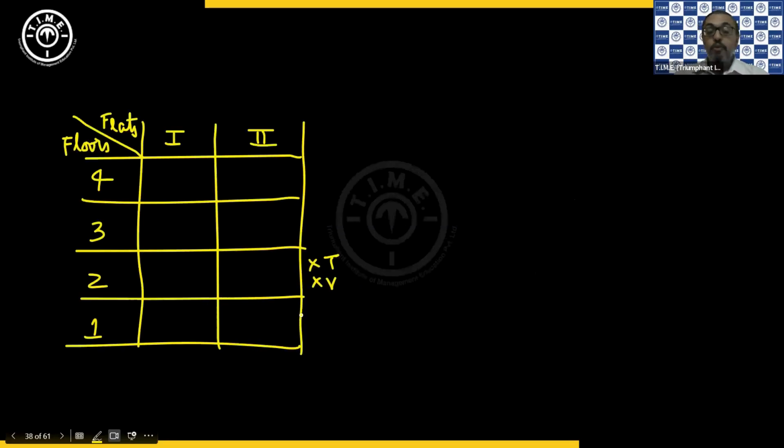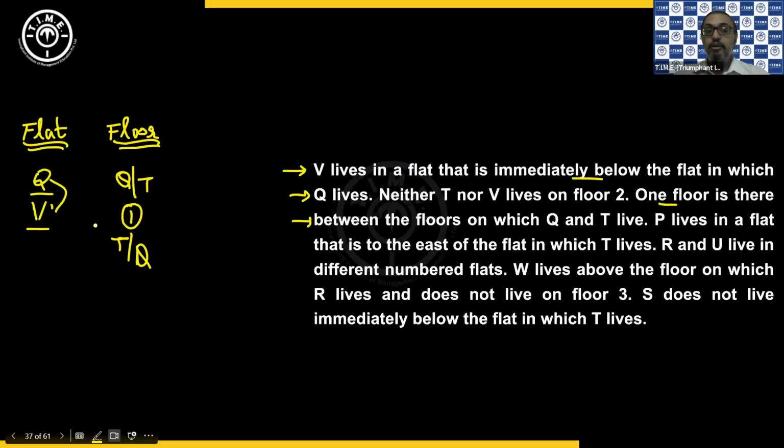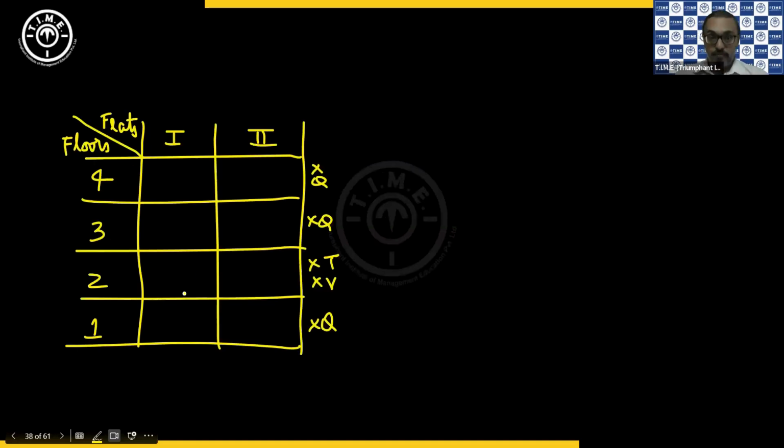Now, since T cannot be on the second floor, I can remove Q on the fourth floor because there is one floor between Q and T. Correct? Now, since V is not there on the second floor, I can remove Q on the third floor. And I can also remove Q on the first floor because immediately below Q, you need V. So the only floor available for Q is the second floor.